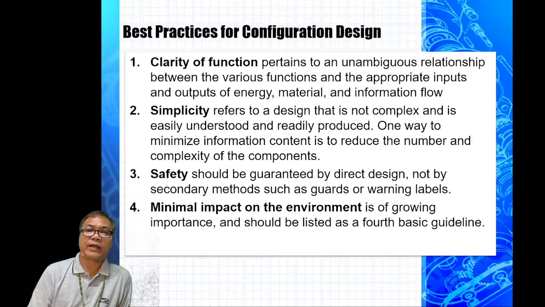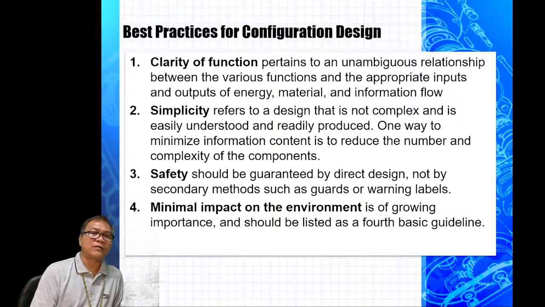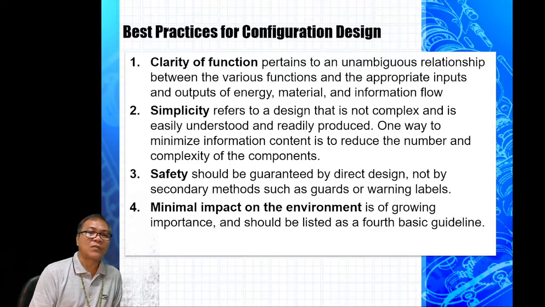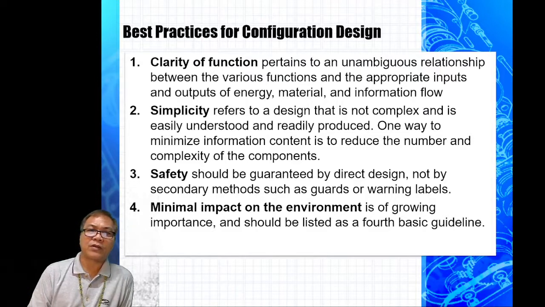Then number 3 is safety. Safety should be guaranteed by direct design, not by secondary methods such as guards or warning labels. So safety is very important, and that is one of the requirements in qualifying for the quality of the product. So safety should be guaranteed not by secondary methods such as putting guards or making warning labels. There should be no rotating or moving parts that are accessible by hands.